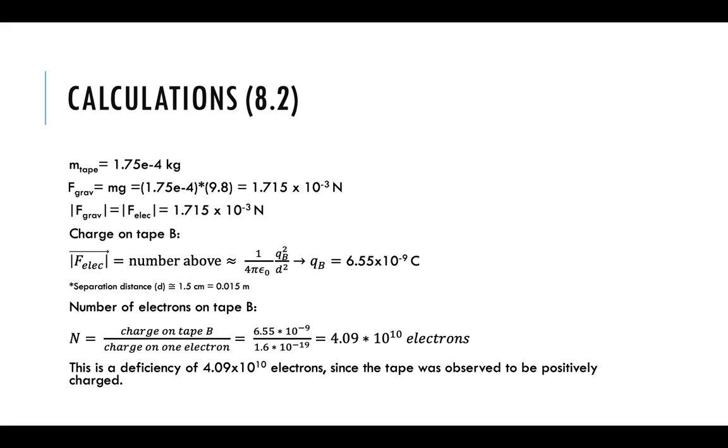As for the number of electrons on tape B, this was calculated using the charge on tape B found above, divided by the charge on one electron, which came to approximately 4.09 times 10 to the 10 electrons. So because the tape is positively charged, this is a deficiency of 4.09 times 10 to the 10 electrons.